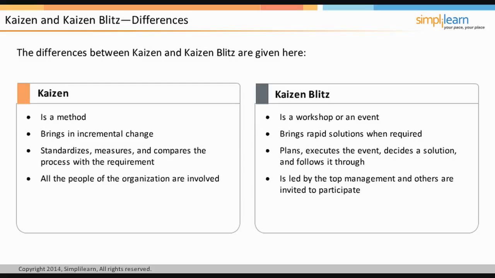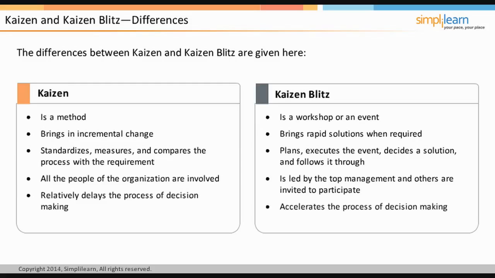In Kaizen, the process is standardized and measurements are regularly collected and compared before the decision is taken. This relatively delays the process of decision-making. In Kaizen Blitz, decisions are taken soon, and the process change is wrapped in 3 to 5 days. Kaizen is a continuous improvement method, whereas the Kaizen Blitz is part of the improving process.